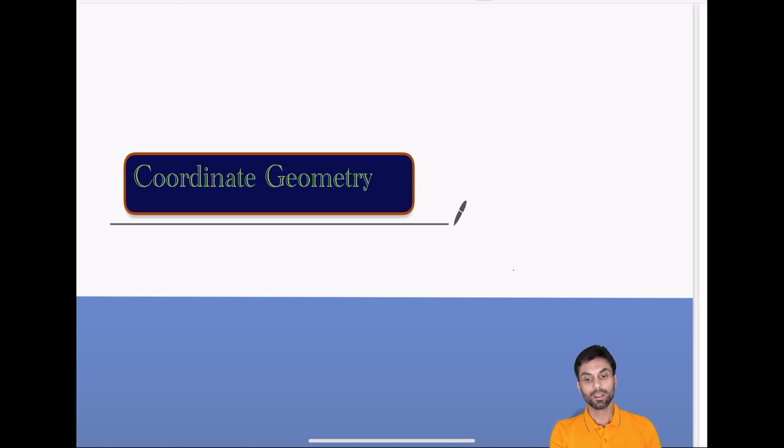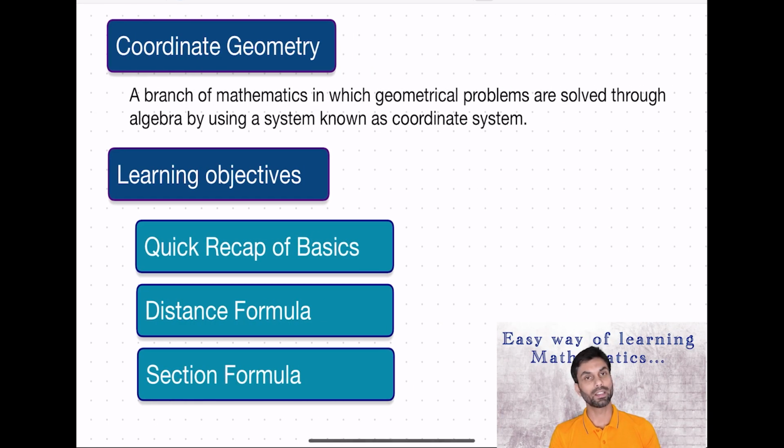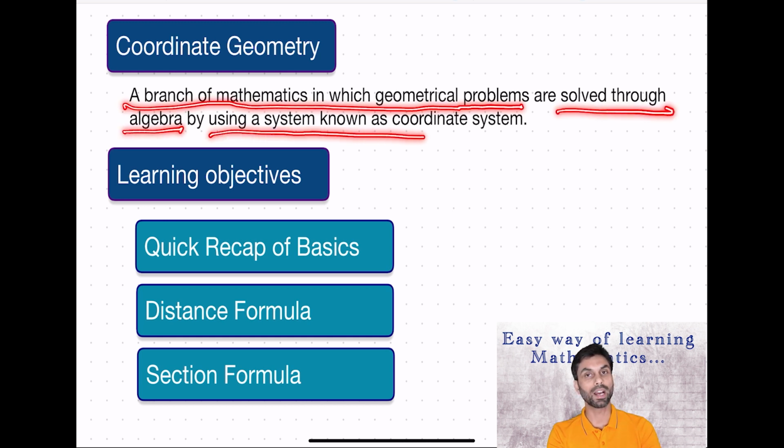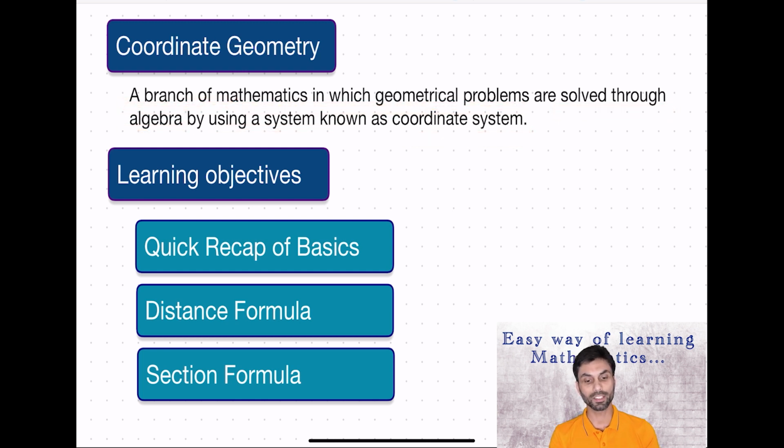So, let's start with the basic definition: what is coordinate geometry, and what we have studied till now in our earlier classes. So first of all, coordinate geometry. It is a branch of mathematics in which geometrical problems are solved through algebra using the system known as the coordinate system. So this is what coordinate geometry is.